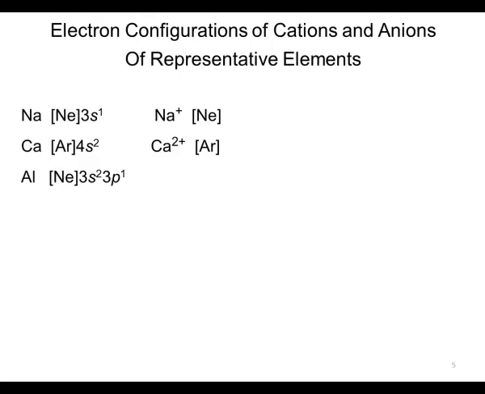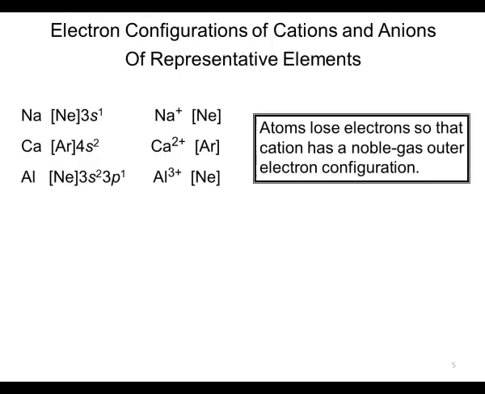Aluminum is 3s2 3p1. Aluminum 3+ removes the 3s2 electrons and the 3p1 electron. Atoms lose electrons so that the cation has a noble gas outer electron configuration. Let's look at some anions.